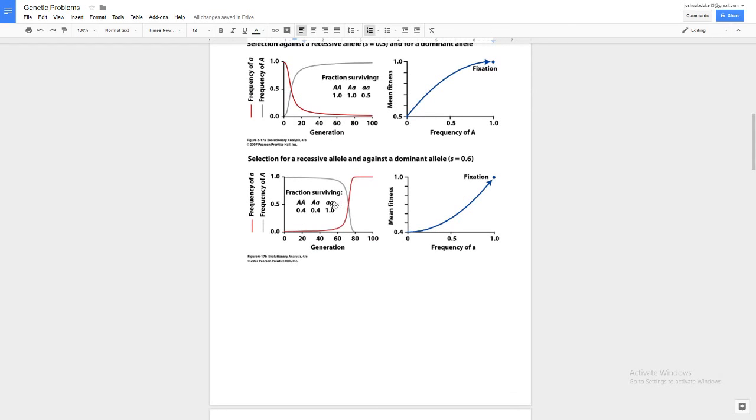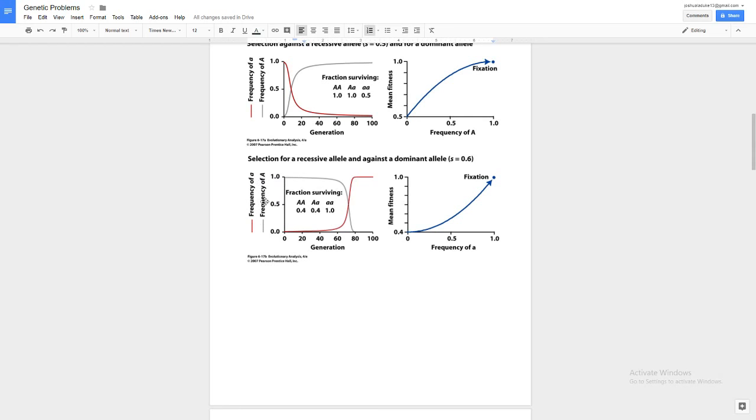Now let's move to the opposite of that. Let's say that there's selection for a recessive allele and against a dominant allele. And here the selection coefficient is even greater. So we see that the dominant allele has a fitness of 0.4. It means it's only 40% as likely to reproduce as this genotype with the recessive allele.